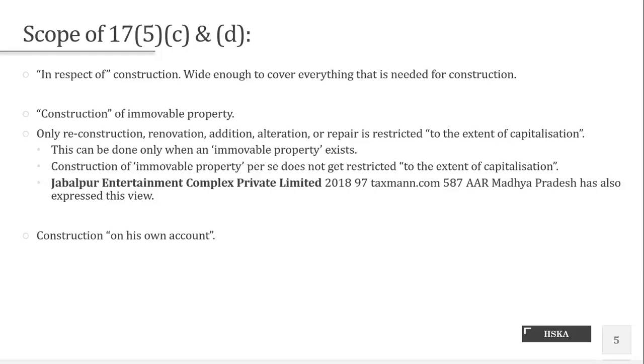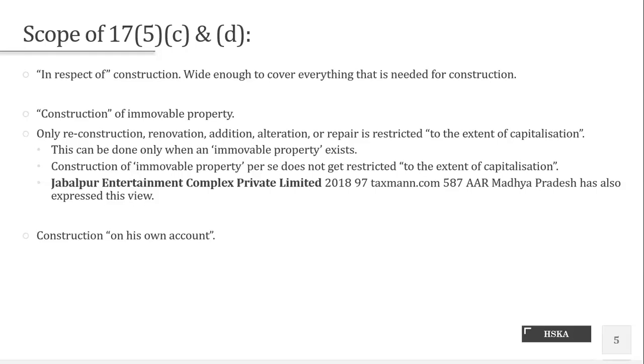I was about to come to that, sir. So the next was the construction part. I just wanted to lay down the importance of in respect of, and then come to what construction is. Having understood that 17.5 uses this phrase in respect of, now let's understand what 17.5 CD uses. As Sir rightly pointed out, it talks about construction itself. Here again, the term construction is not defined anywhere. When we say construction, generally it means raising a building, and again only the civil construction part.